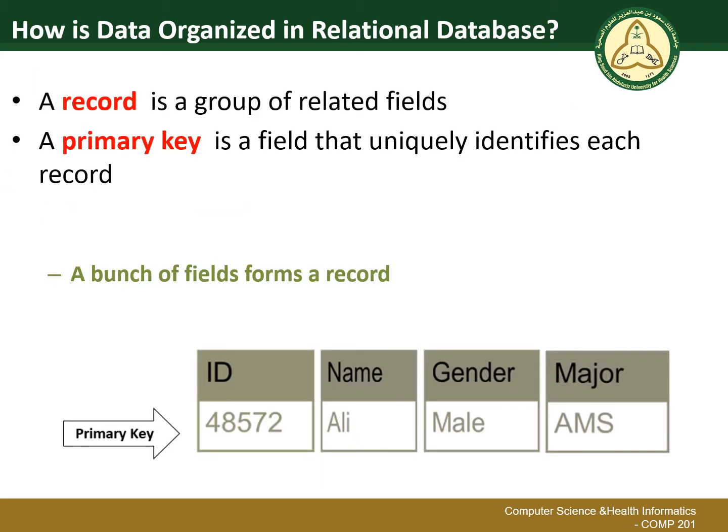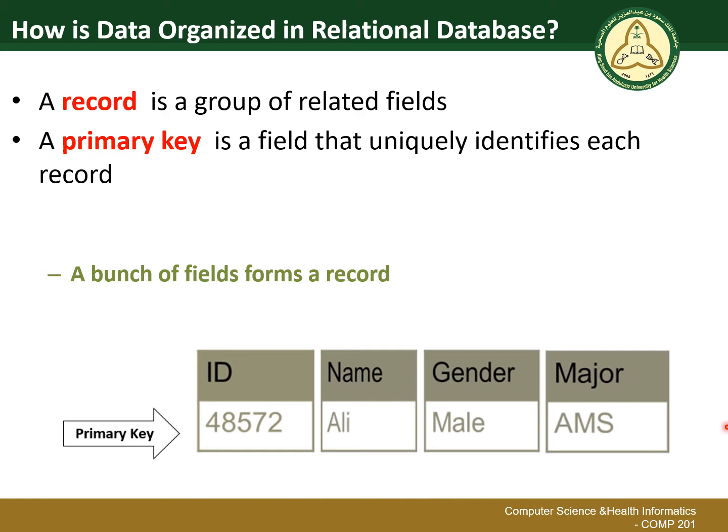After the character and the field, we come to the record. The record is a group of related fields. For example, here you can see that we have multiple fields, and these fields consist of data about a specific student. All of these data are related to the student Ali. So we have here his ID, his name, the gender, and the major.